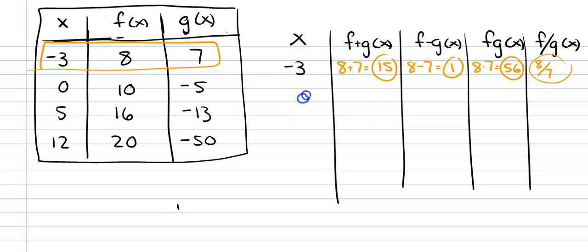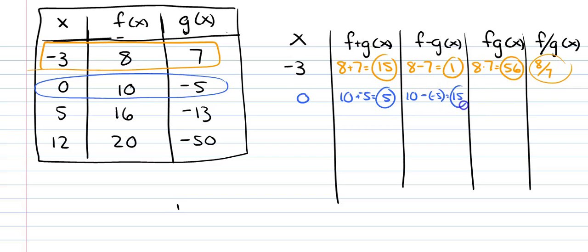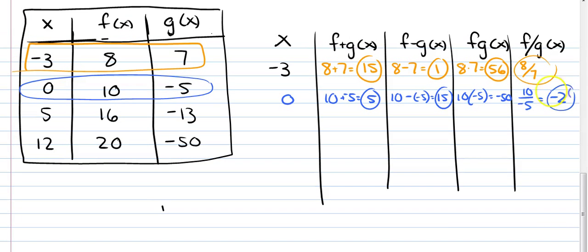If x is 0, we're only looking at this row of information. F of x is 10, g of x is -5. That's 10 plus -5 gets me 5. 10 minus -5 gets me 15. 10 times -5 is -50. 10 divided by -5 is -2. Hope you're going to be okay on that.